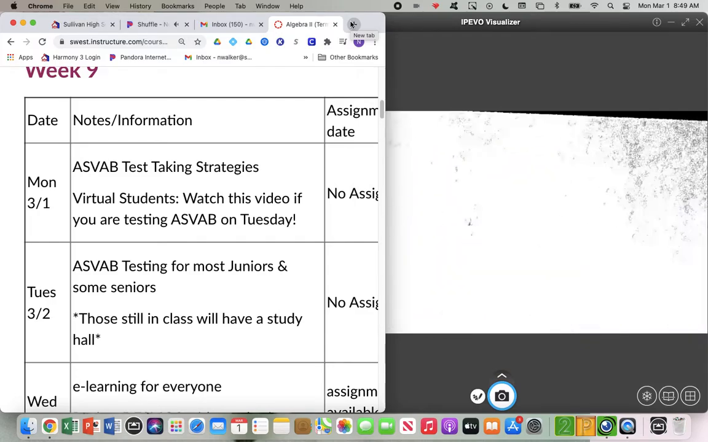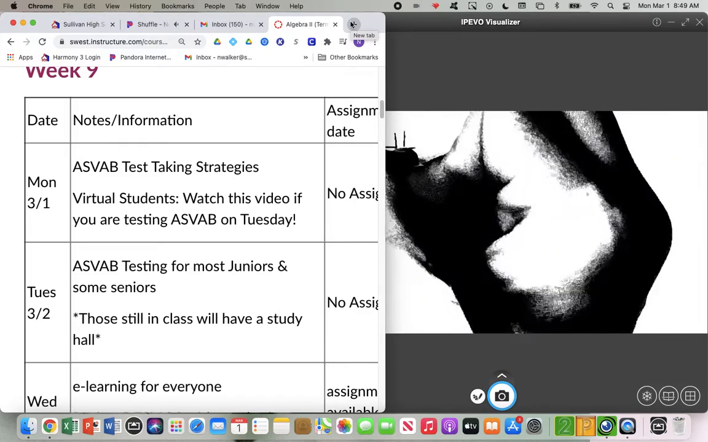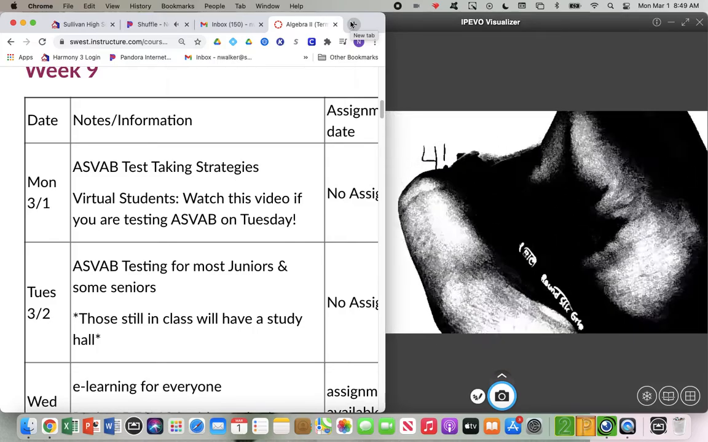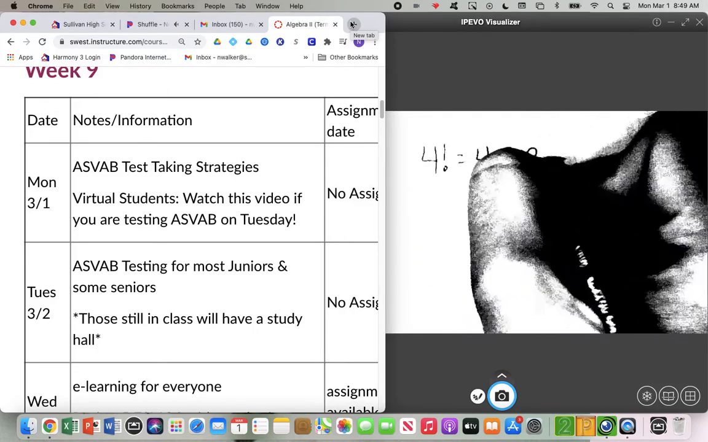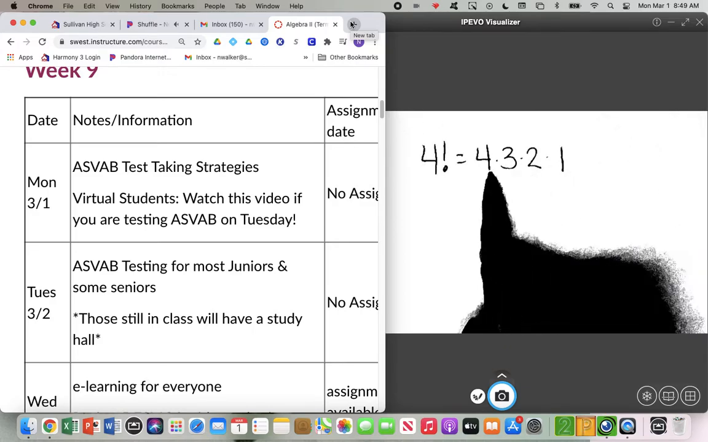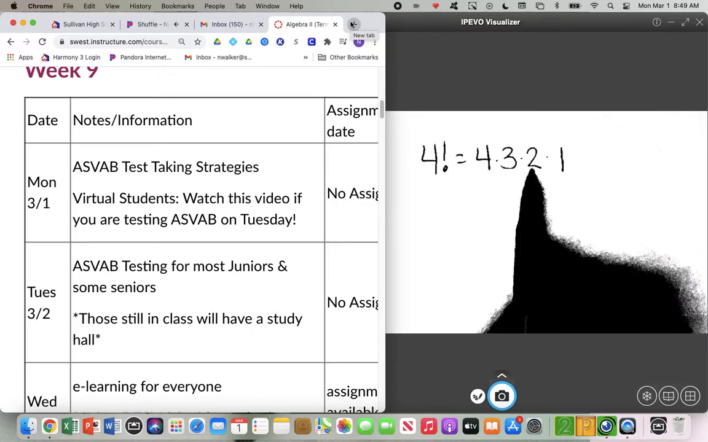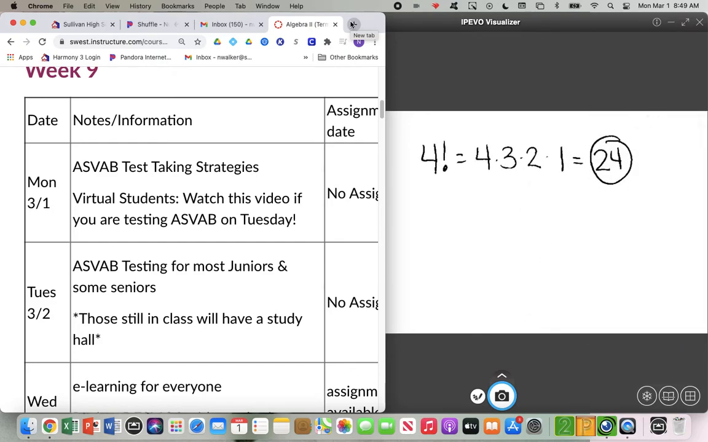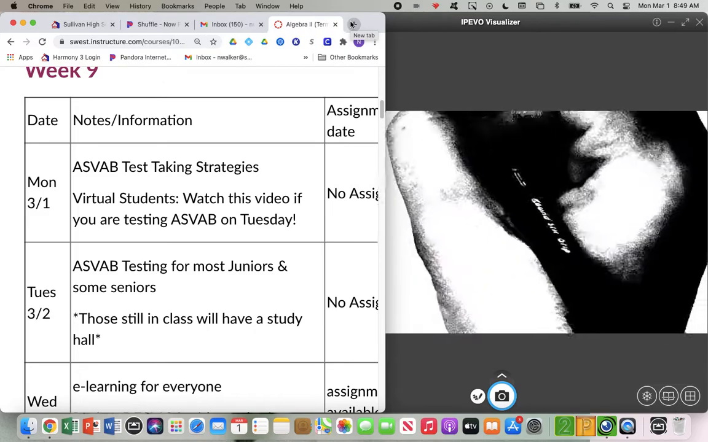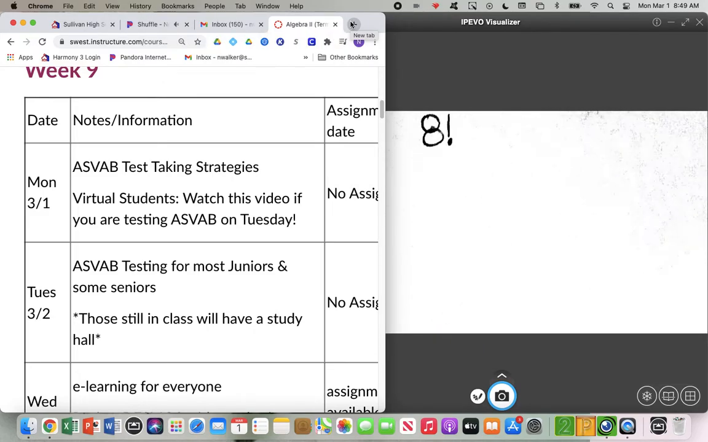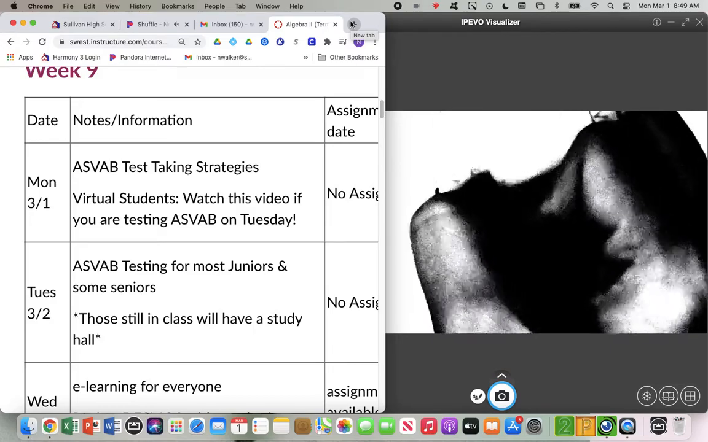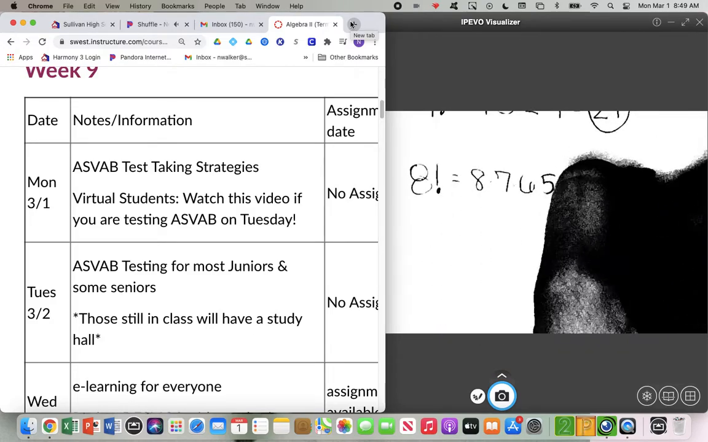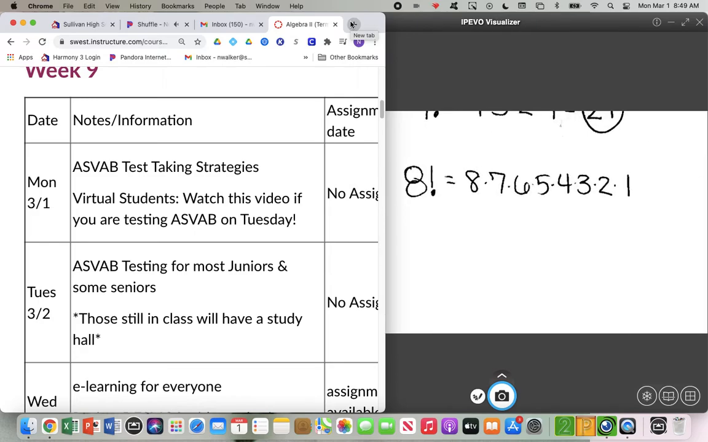So I want to ask you guys, what would 4 factorial mean? That would mean 4 times 3 times 2 times 1. So 4 times 3 is 12, times 2 is 24, times 1, that's just 24. Now, what would 8 factorial mean? 8 times 7 times 6 times 5 times 4 times 3 times 2 times 1. And then you would multiply all of that out.